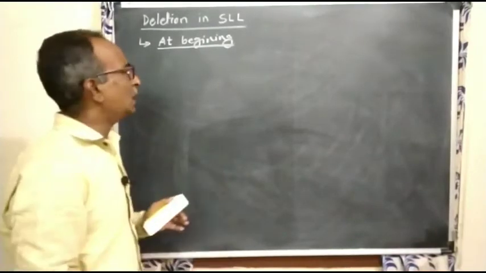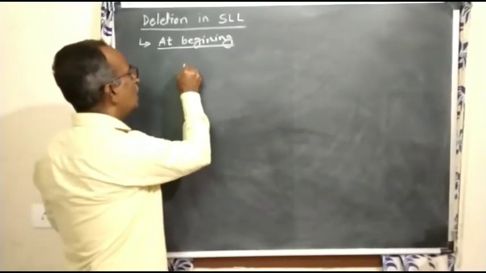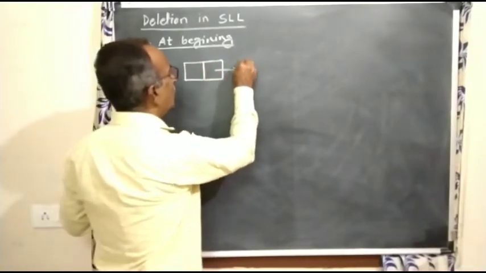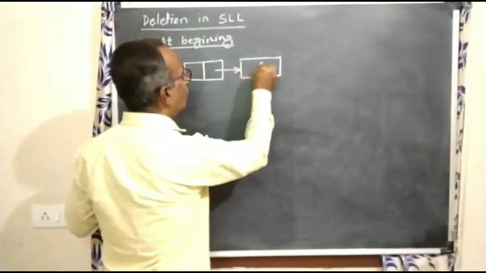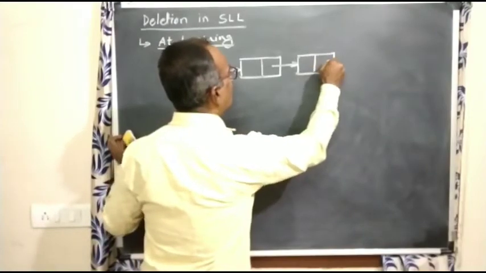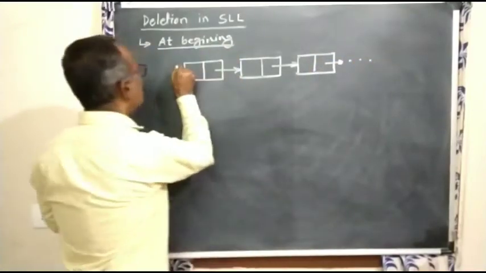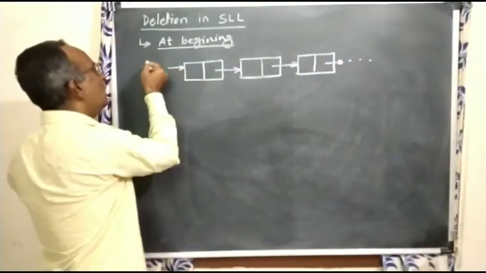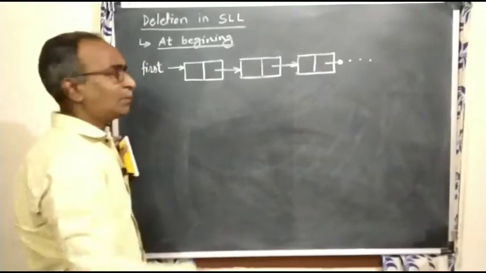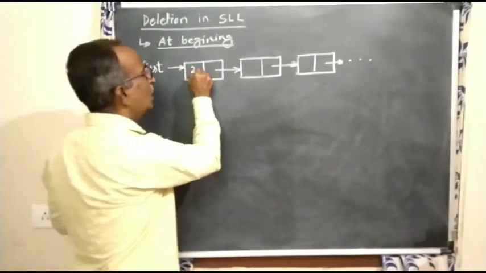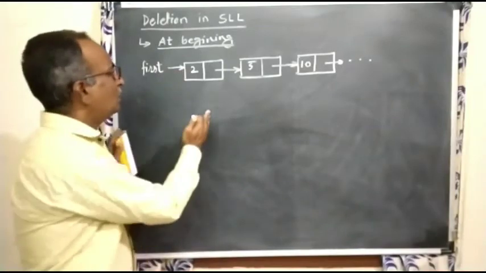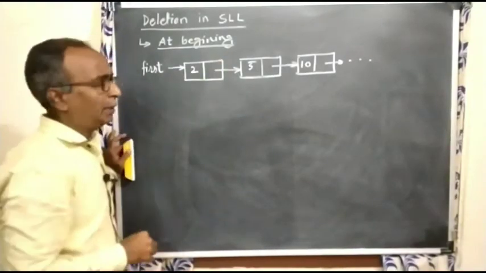What is general case? I'll tell you. Suppose linked list is given. This is linked list. And this is suppose first node or head node. You can call this first or head. In textbooks you might have seen head as a first node's address. Now at beginning means first node you want to delete.